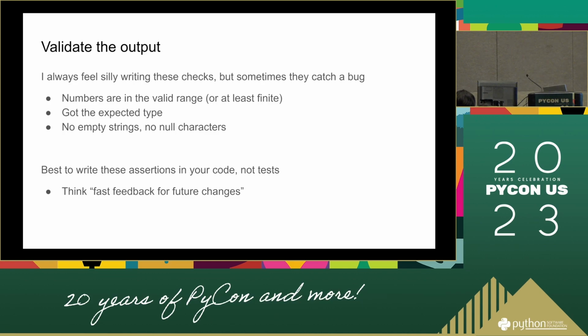I always feel silly writing these kind of validations, but I find them really valuable as well. And I prefer to write them as assertions in my code. I just calculated a probability. Is that probability between 0 and 1? Just assert 0 less than or equal to probability less than or equal to 1. Is my string non-empty? Is the thing the type I expected? These give me really fast feedback when I try an ambitious refactoring and turn out to break a lot of things.